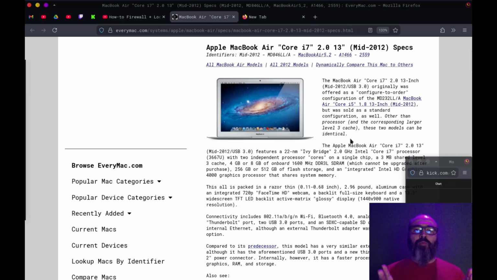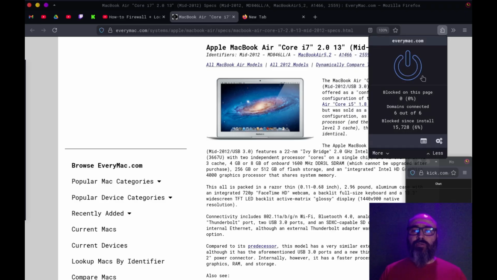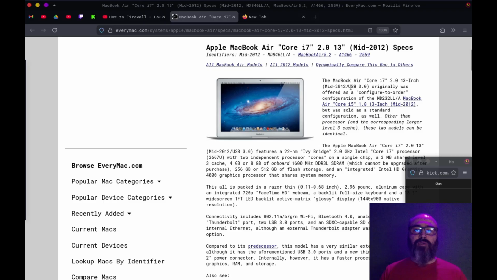Anyway, I got a pop-up saying about me blocking ads, but I'm not doing that. I just have this uBlock Origin off. I don't know why this.